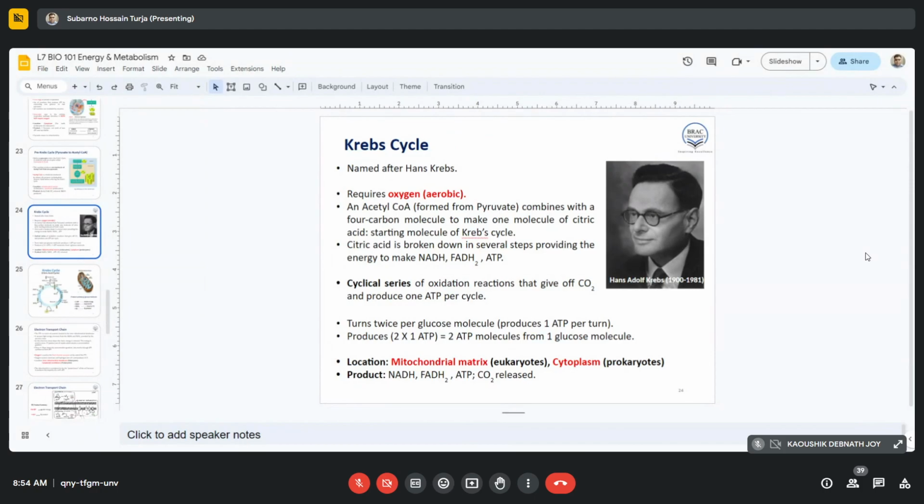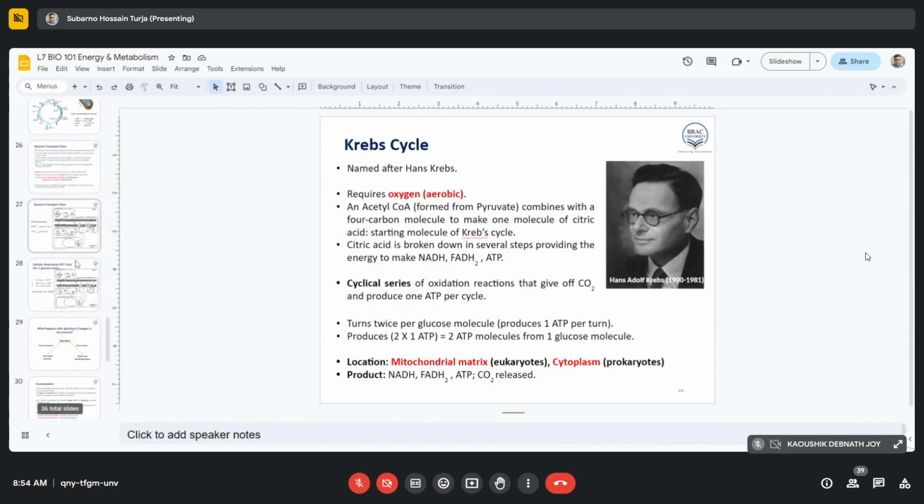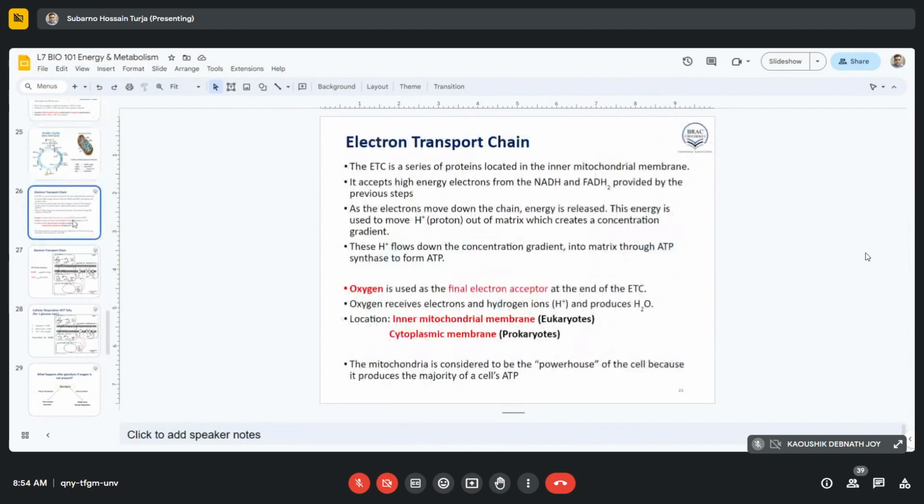So ultimately we are getting the products from Krebs cycle: NADH, FADH2, ATP and carbon dioxide. Then let us look at the last step of this process, electron transport chain. This electron transport chain is a series of proteins in the inner mitochondrial membrane. And what does this do? This is where most of the ATP that we need from the reaction is produced.